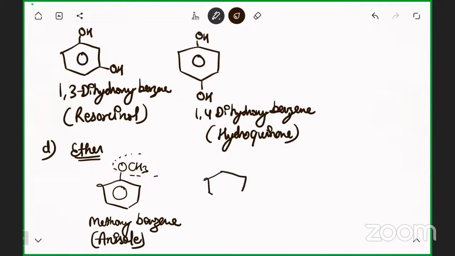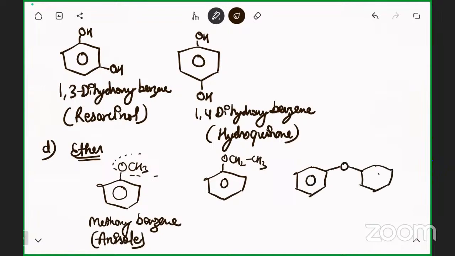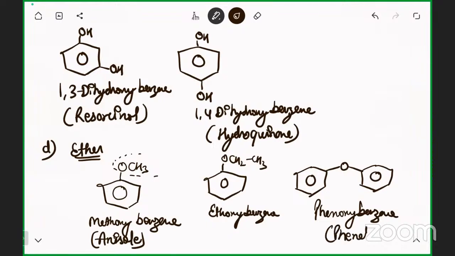Okay, the next compound, benzene with O, CH2, CH3: you have to give the name. Ethoxybenzene. Very good. And the last, benzene, O, then benzene. See, both benzene. Phenoxybenzene. Very good. The common name is diphenyl ether.